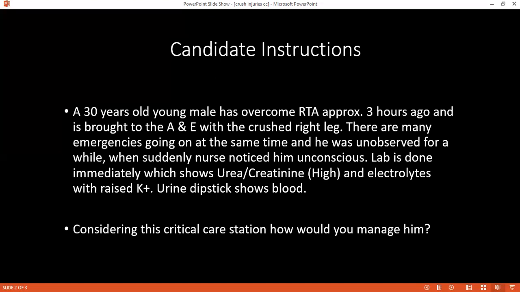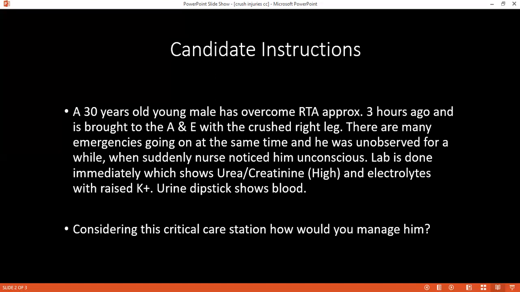And for C, I will check the patient's pulse, blood pressure, urine output, and I will open two wide bore channels and start crystalloid fluid, and I will send blood samples for necessary investigations. Considering this is an RTA patient, considering the given scenario, I will check if any external hemorrhage is present or not, and I will stop that.